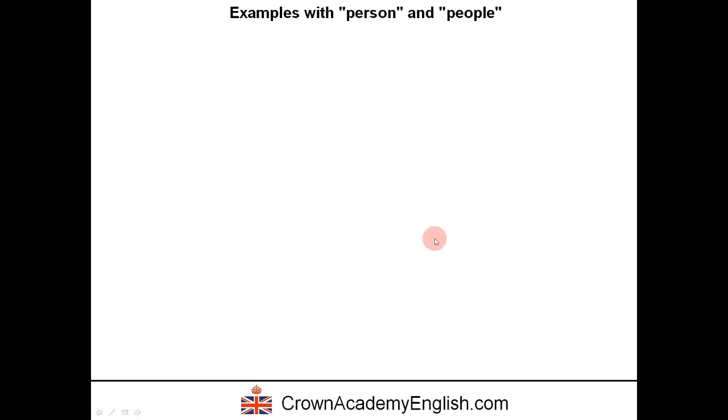So let's look at some examples with person and people. I like David. He is a nice person. He is a nice person. So we're talking about one human being, one person. So we use the singular form of the verb, and we also use the indefinite article a.